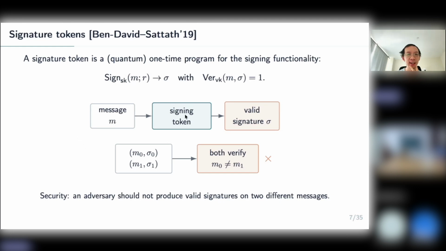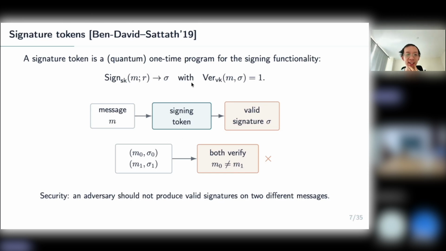And the security of the signature token says that if I just give you one signing token, then you should not be able to produce two pairs of message signatures such that, first of all, they are both valid signatures, so they both verify with the verification procedure. And second of all, they are for different messages. So this is the security notion that Ben David and Sattath are able to achieve with a quantum signing token.